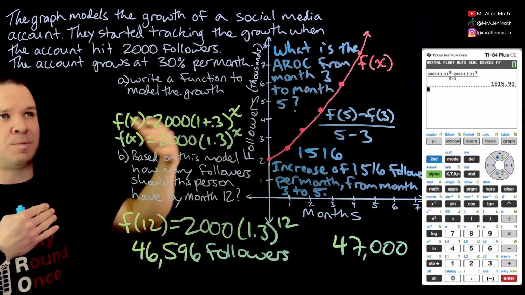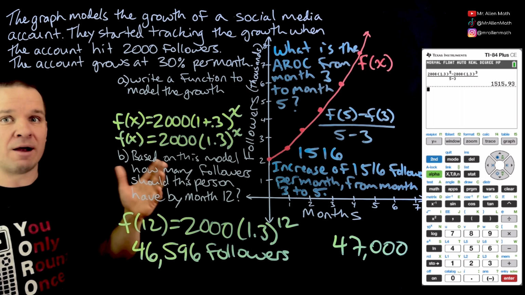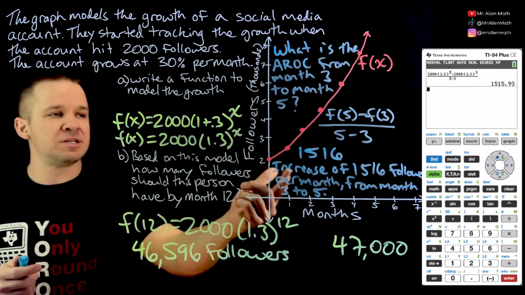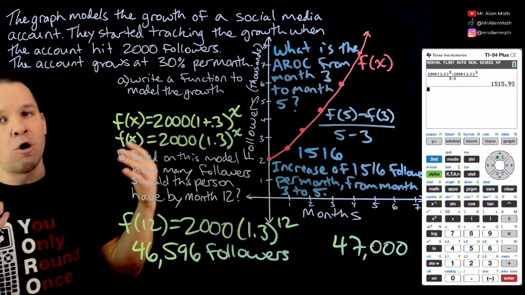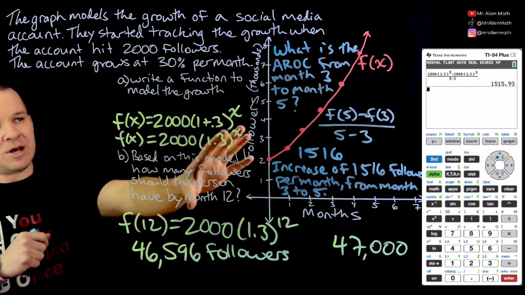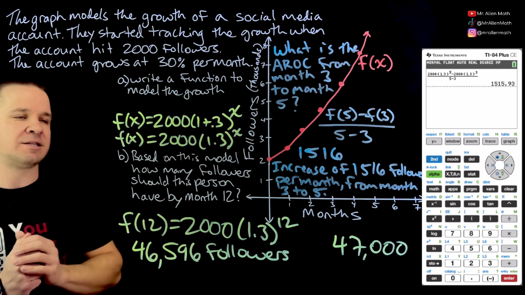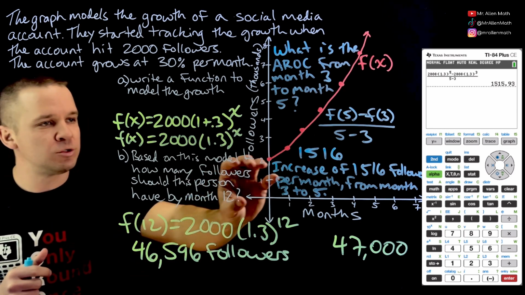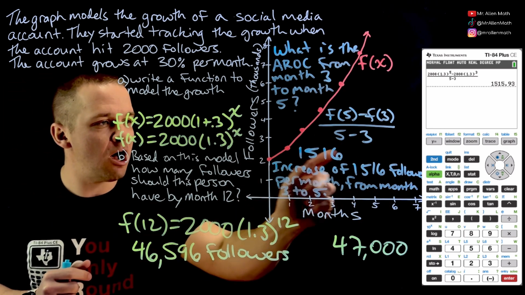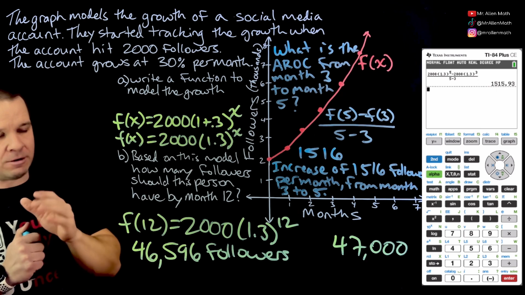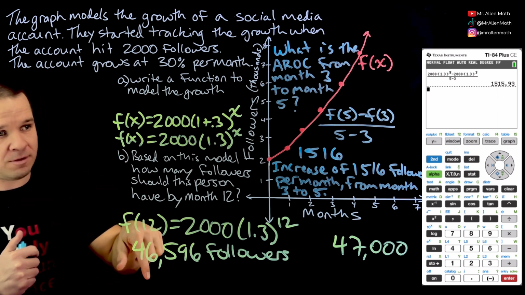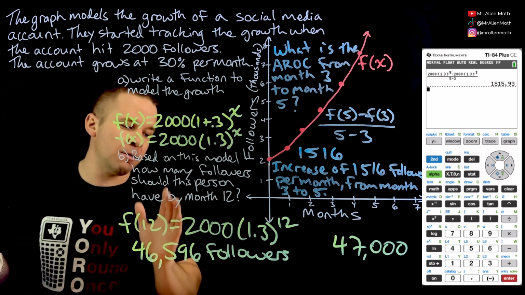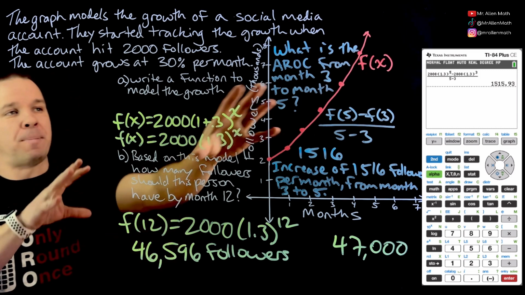Now that could change based on how wide of an AROC, an average rate of change, we're trying to find here, but this is the per month rate over those 2 months, okay? That's another great question that's often asked on tests, and then they'll ask you to interpret it in the context of the problem, which is what we have right down here. Increase of 1,516 followers, about that many, per month from months 3 to 5. All right, there we go. Now we're done. All right, a little bonus math right there.